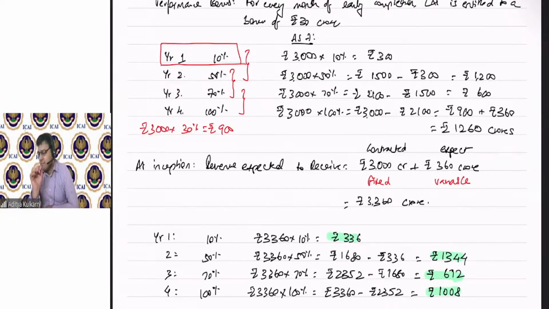Are we clear up till here? The cash bonus under AS 7 was booked on cash basis. Whereas in the case of Ind AS 115, the bonus also ends up getting accrued. Are we clear so far?